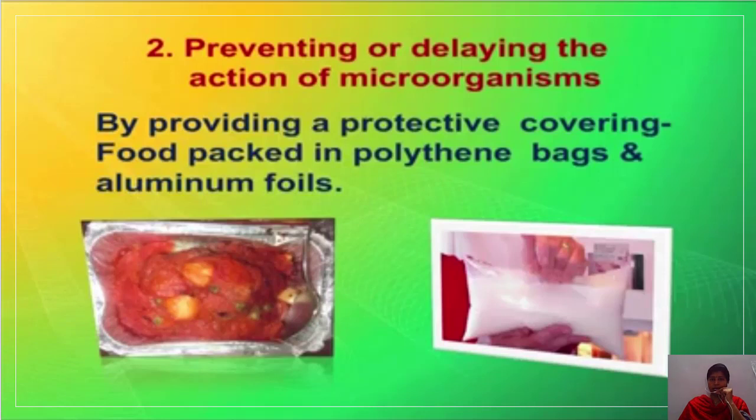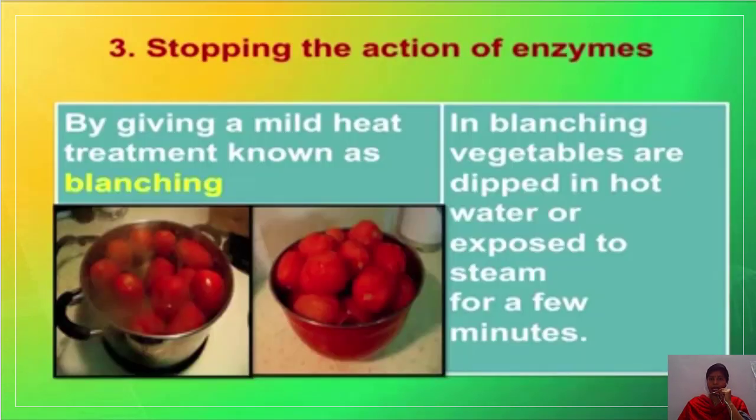Preventing or delaying the action of microorganisms. By providing a protective covering, food is packed in polythene bags and aluminum foils. It also helps us to reduce the growth of microbes. Stopping the action of enzymes. In this method, we follow blanching. In blanching, vegetables are dipped in hot water or exposed to steam for a few minutes.